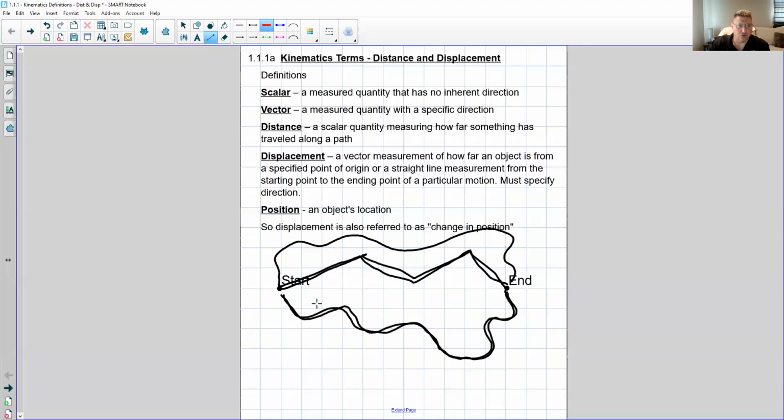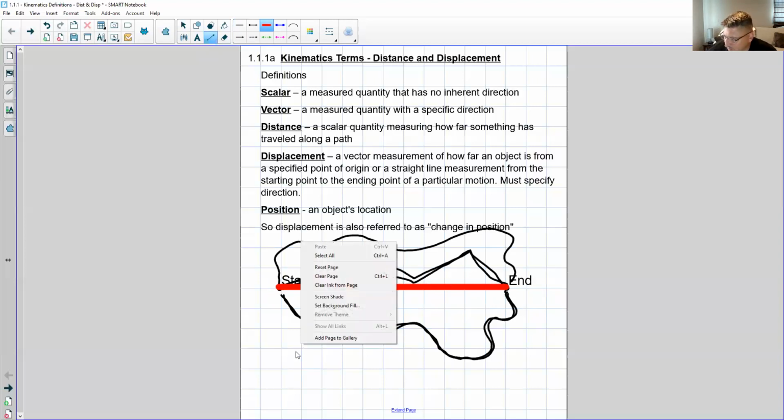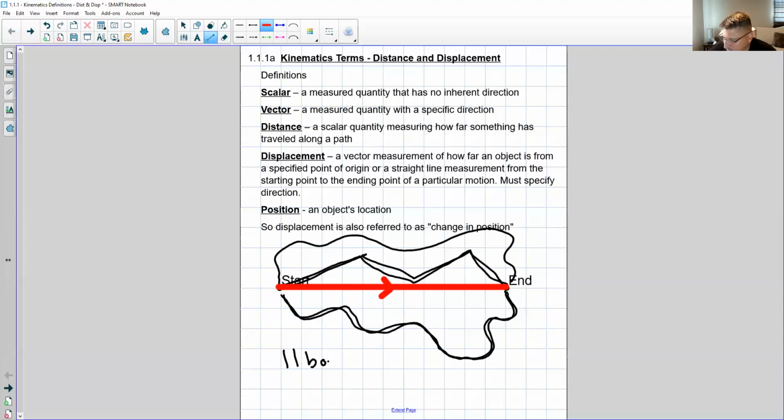Okay. So this line right here would specify the displacement. And notice that this is a definite direction. So it's 1, 2, 3, 4, 5, 6, 7, 8, 9, 10, 11 boxes, right? So the displacement is 11 boxes. And we need to specify the direction somehow. Now, there are lots of different ways that we can specify direction here. We could just say simply to the right.